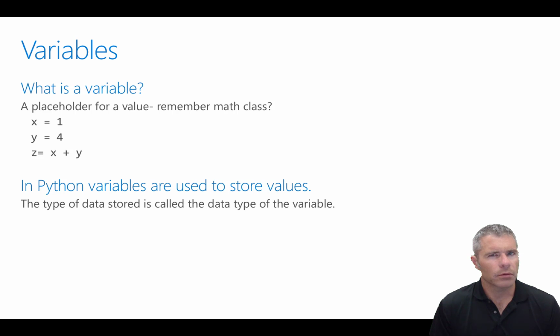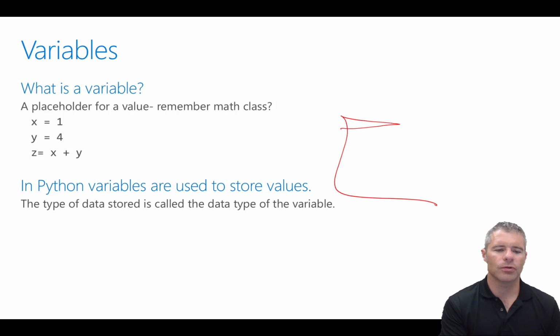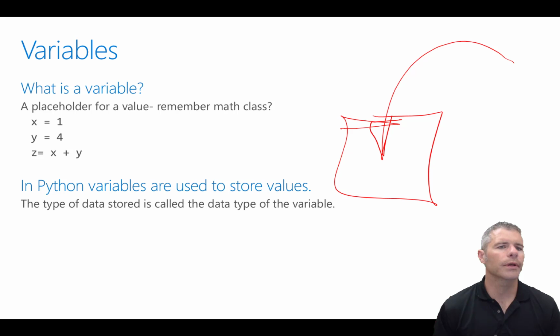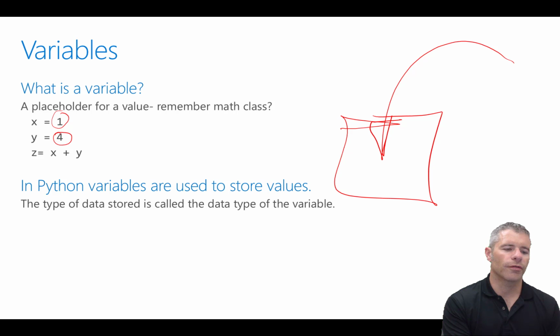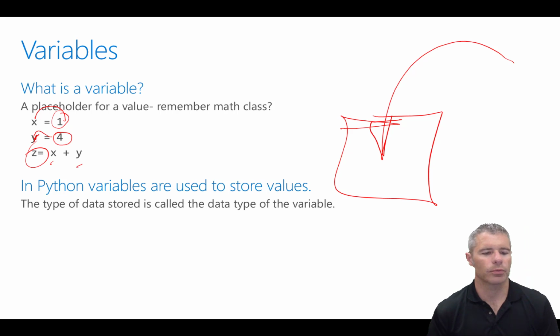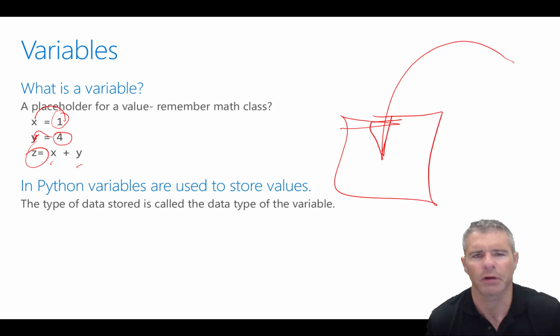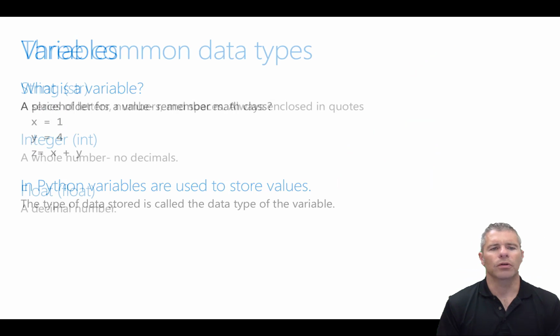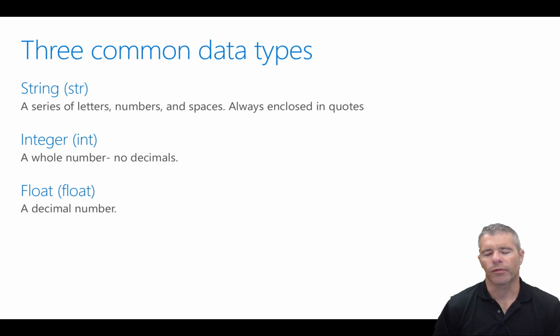Variables, if you remember algebra, are basically a black box into which you can put a value. They're stored in memory. That's not germane here. But in this case, we've created two variables and put values into those variables, and then we've used those variables to create another value for a variable, which we'd assume probably comes in somewhere around 5. That's how we use variables to store values.